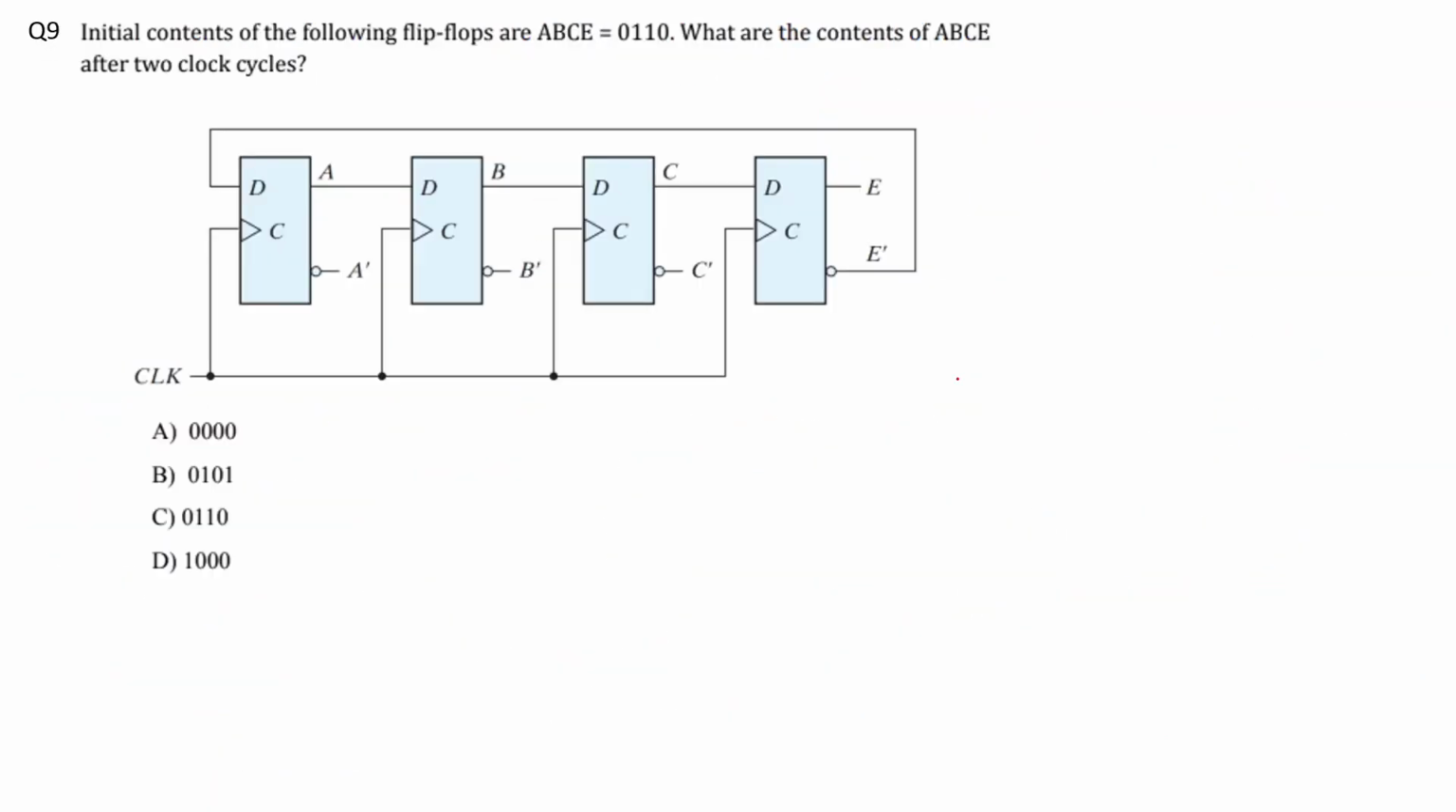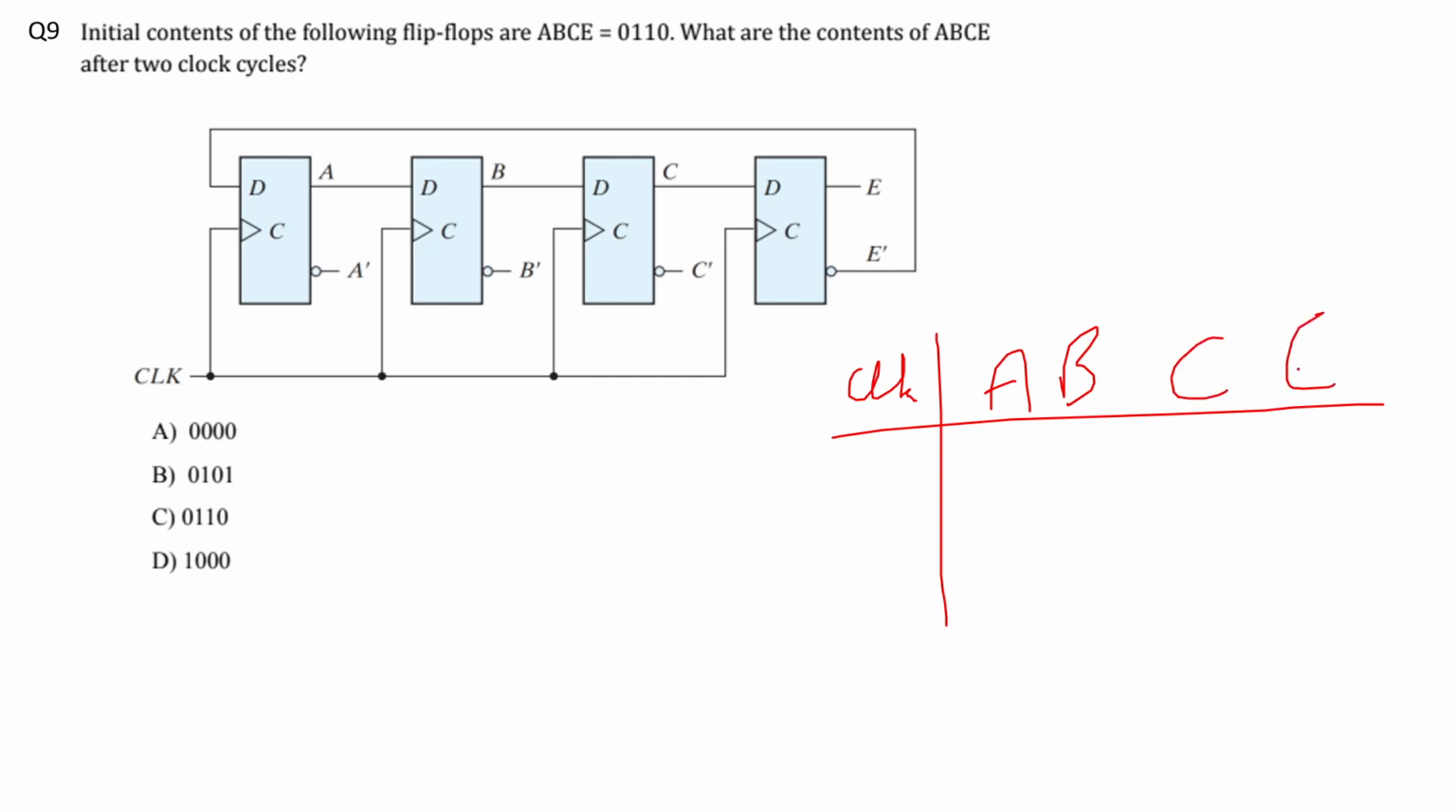So is it clear? Now moving to question number 9. It states that initial contents of the following flip-flops ABC are 0110. What are the contents of ABC after two clock cycles? So I have clock cycles like here. I write it like here, and here are my contents A, B, C, E. So for the first cycle, this is 0110. This is the first cycle, initial.